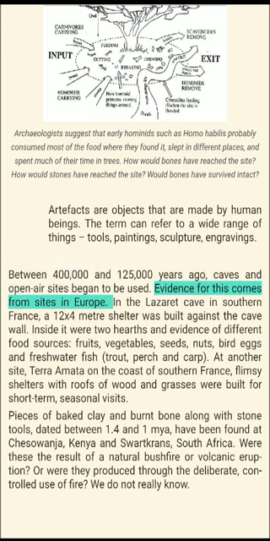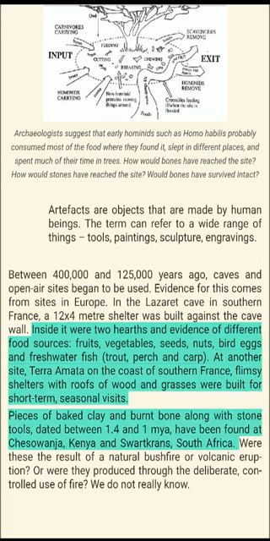Between 400,000 and 125,000 years ago, caves and open-air sites began to be used. Evidence for this comes from sites in Europe. In the Lazaret Cave in southern France, a 12x4 meters shelter was built against the cave wall. Inside it were two hearths and evidence of different food sources: fruits, vegetables, seeds, nuts, bird eggs and freshwater fish, trout, perch and carp. At another site, Terra Amata on the coast of southern France, flimsy shelters with roofs of wood and grasses were built for short-term, seasonal visits.